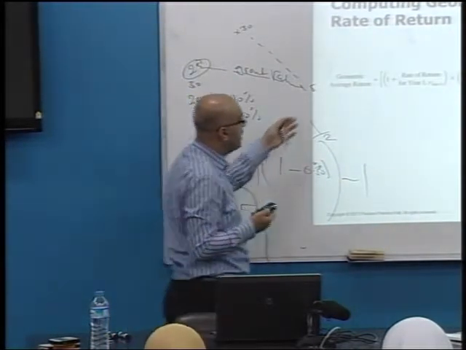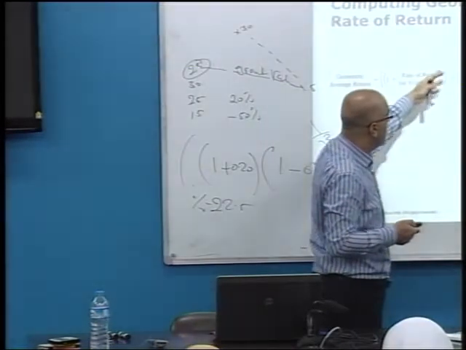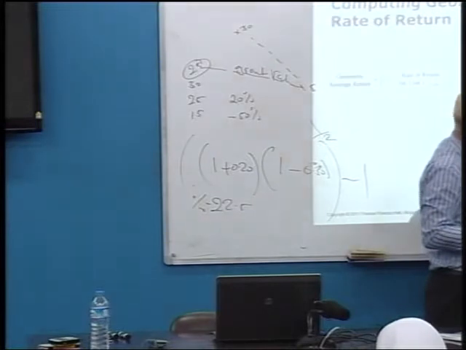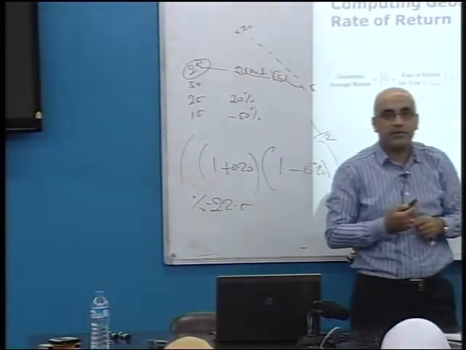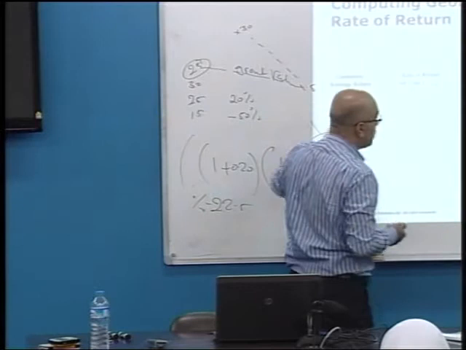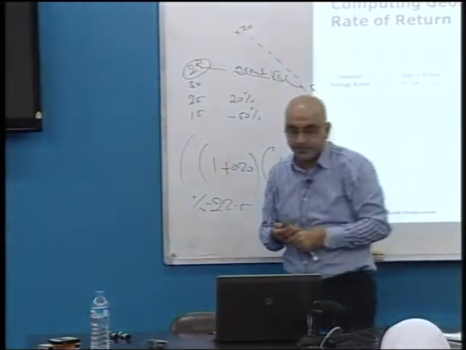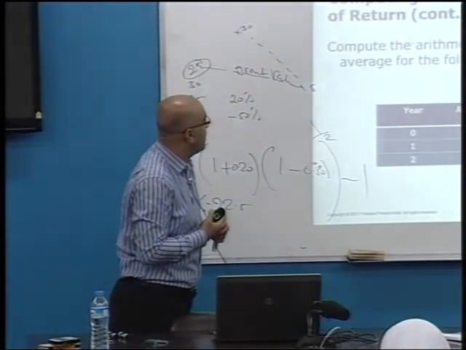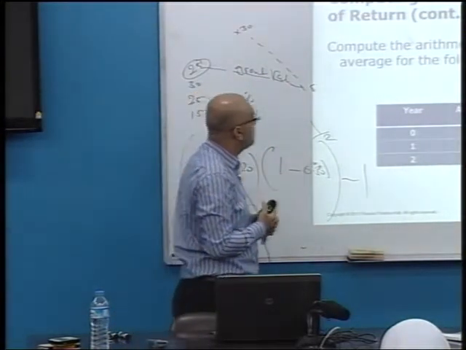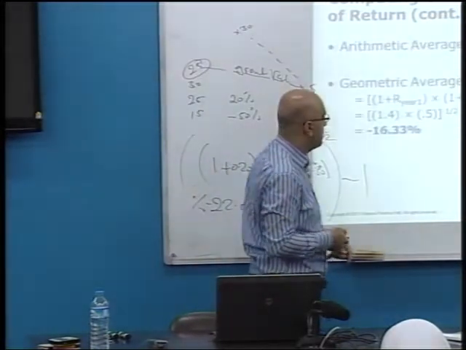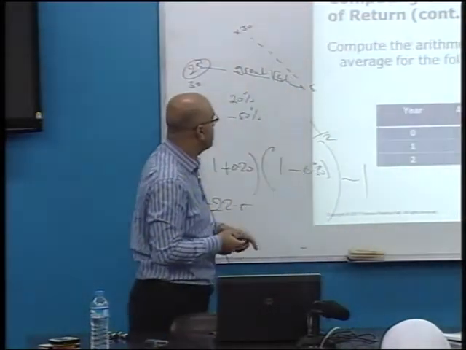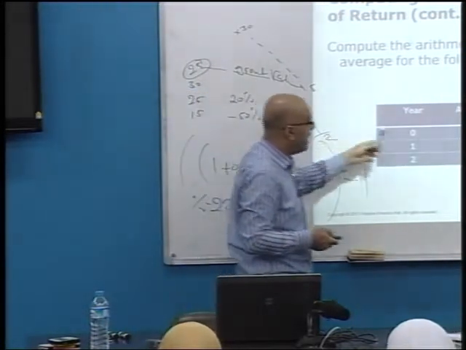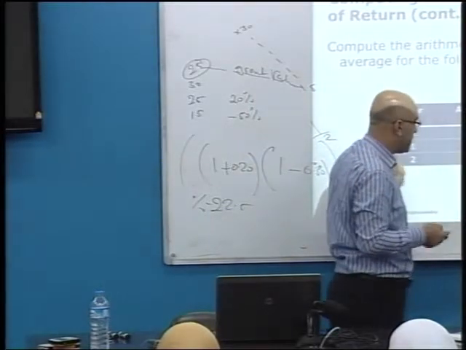Again, the geometric is calculated based on 1 plus the rate of return of the first year, times 1 plus the rate of return of the second year, and so on until the final year, raised to the power 1 divided by n, which we can put under a root, minus 1. Computing geometric rate of return, we did this. We don't need this 25. It's different. If we have this stock, this is a different one.